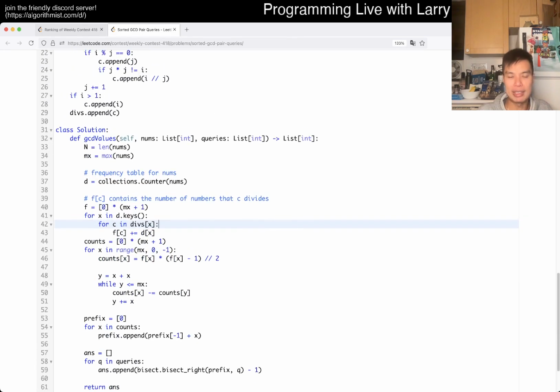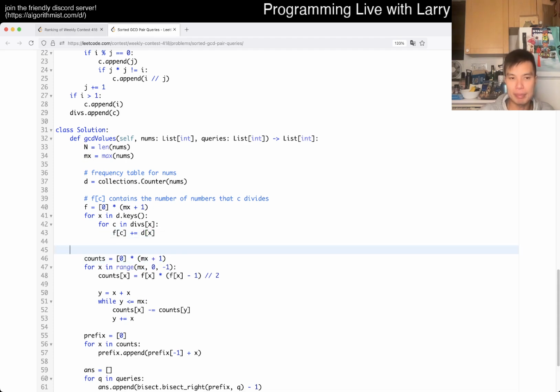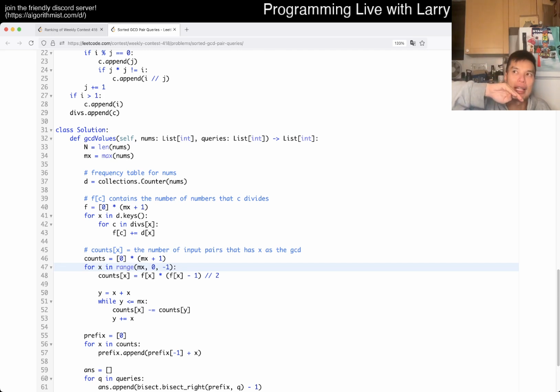And this is the DP part, which is that we start at the biggest number, right? And we go, okay, so count sub X is equal to the number of input pairs that has X as the GCD. And the way that I do this is by counting it backwards, because, and this part is actually critical, by counting from bigger numbers down, when you get to the current number, all the bigger numbers are processed, and whatever is left over from all the bigger numbers that are processed will mean that this is the biggest one, right?